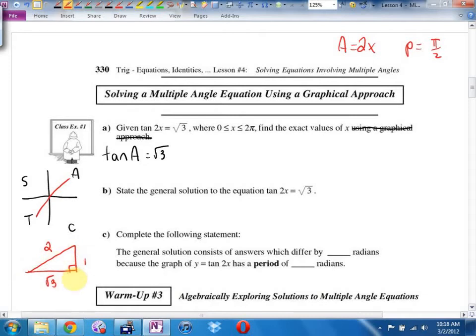What's my reference angle? Which angle has a tangent of root 3 over 1? The bottom one or the top one? Ellen. You're telling me that when I go opposite over adjacent, I'll ignore you. You're having an off day. Okay, how big is the top one? Ellen. I agree. That's pi by 3, and that's pi by 3.